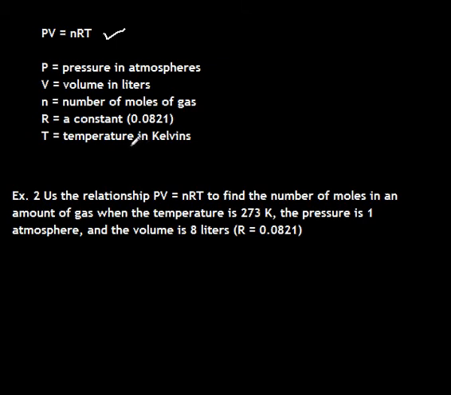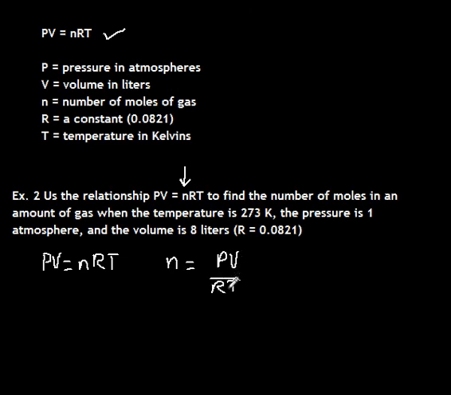So it's very simple. This is substitution. It says use the relationship PV equals nRT to find the number of moles of gas when the temperature is 273 Kelvin, the pressure is 1 atmosphere, and the volume is 8 liters. They're asking us to find n. So we take our formula and solve it for n. n equals PV over RT.